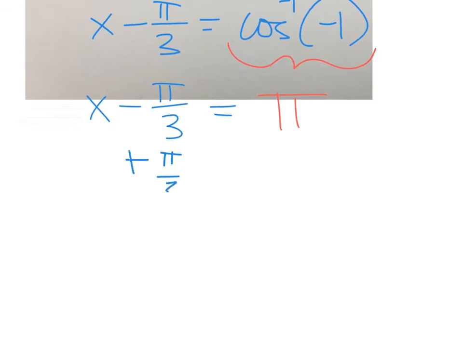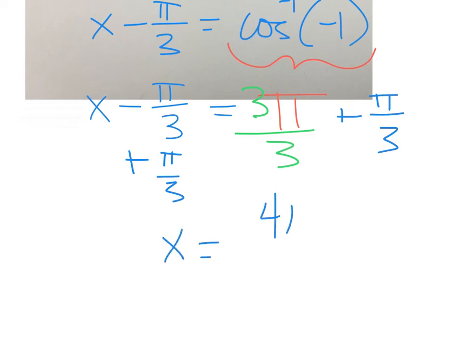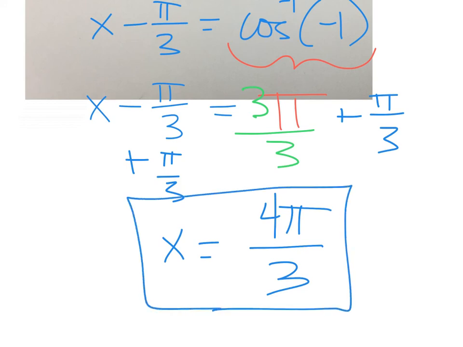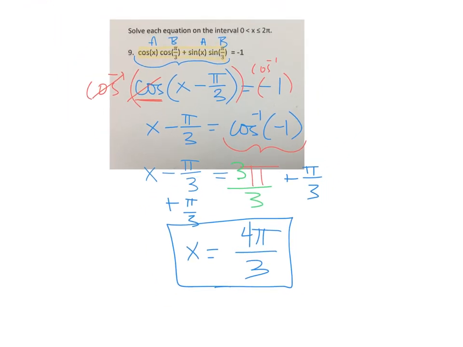So now we simply add pi over 3 to both sides. Okay, now I have a number plus a fraction, so I'm going to change my pi into 3 pi over 3 so that I have the same denominators, and I find that the angle we needed to start with in order to make that a true statement is the angle 4 pi over 3 in radian measure.